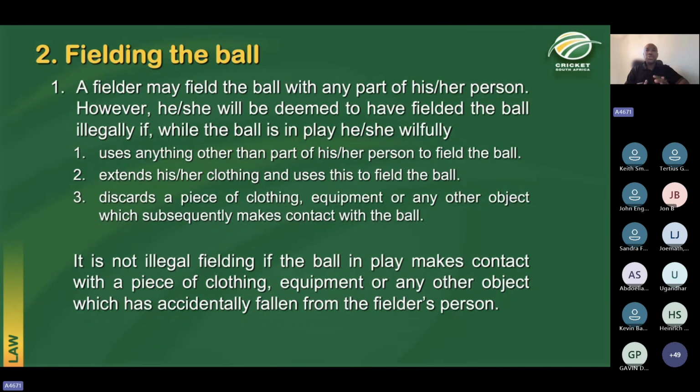The fielder continues to run, gets to the ball, slides, picks the ball up, throws the ball in, and the ball on its way towards the wicketkeeper bounces on the cap that flew off the head of that fielder. Was that intentionally discarded? No, that cap flew off the head of the fielder because the fielder was running so fast. So is that illegal fielding? No, it is not illegal fielding because the cap flew off accidentally from the head of the fielder.